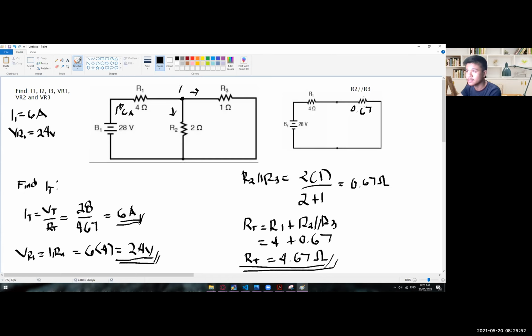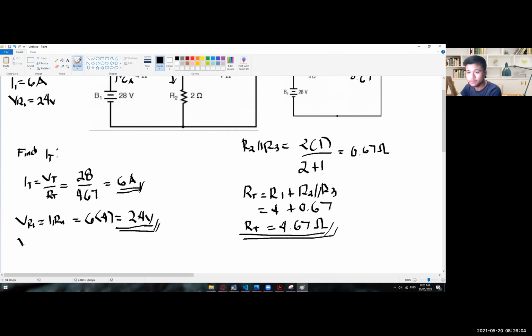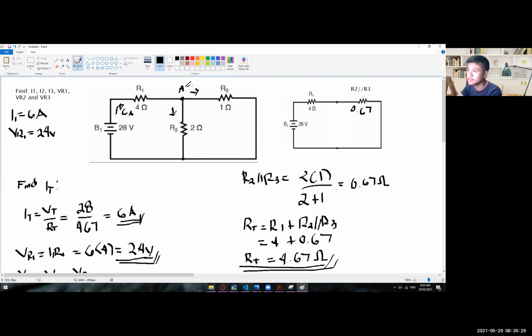So we could say that this is our node A. In order for us to get the voltage that is remaining after passing through this R1 right here, we could say that VA, or voltage at node A, is equal to total voltage minus VR1. Wherein VT is 28 and then VR1 is 24. Wherein we will get 4 volts as our potential voltage after passing through this voltage drop. So that is why this node A right here is equal to 4 volts.